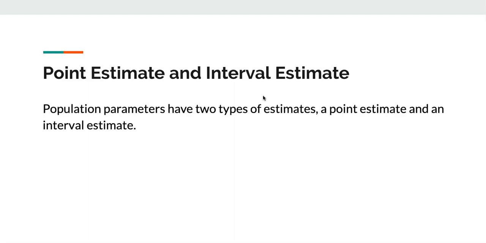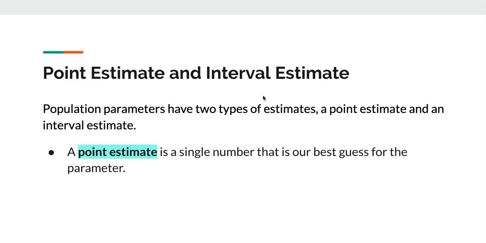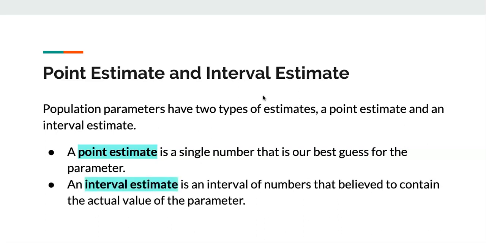So when we're making an estimation about the population parameter, there are 2 types of estimate. The first one is called point estimate, and the second one is called an interval estimate. First, the point estimate is a single number that is our best guess for the parameter. So you just guess a single number, and we just call that number point estimate. What's used more often is the interval estimate. It's an interval of numbers that is believed to contain the actual value of the parameter. So if point estimate is just our best guess, I think tomorrow's weather is going to be exactly 78 degrees, let's say that.